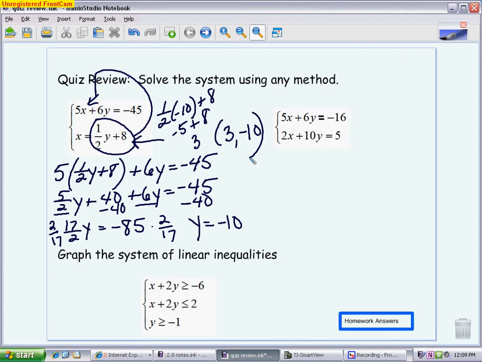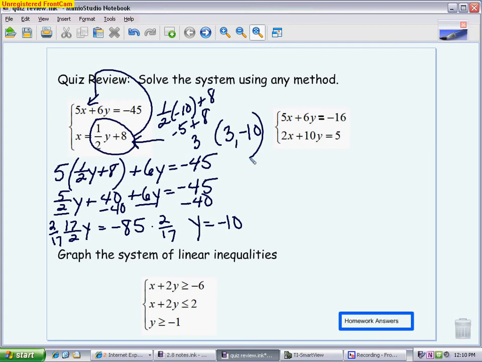The second one is a little bit different setup, so we're going to take a little different technique. The second one is in standard form, both equations. When it's in standard form, the easier technique is to do elimination, not substitution. Elimination meant you found a way to get either the x's or the y's to be opposite so that they will eliminate, so that they will cancel.